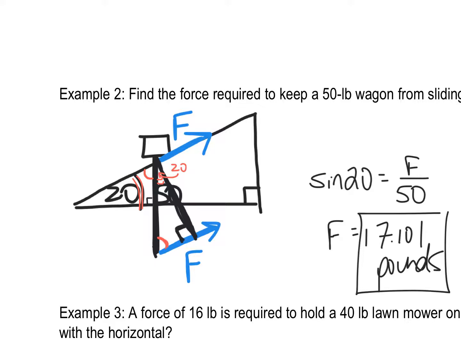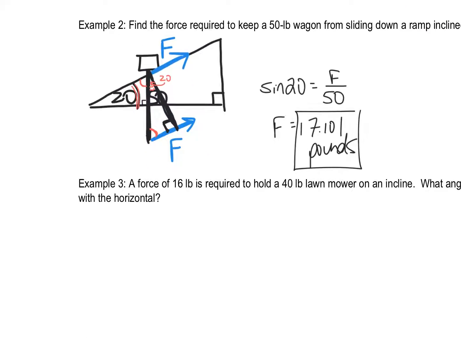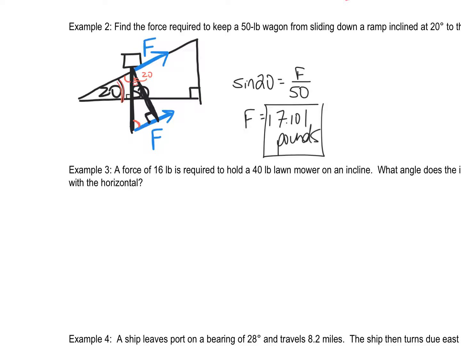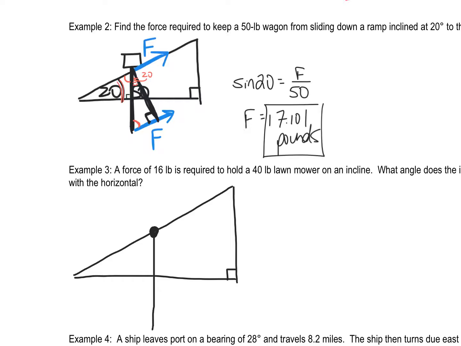Okay, so I've got one more problem that is a very, very similar picture. It's another force, it's another incline problem, so we're going to practice that. I'm going to draw another inclined triangle. I'm going to make it a little bit bigger so it's a little bit easier to see. Right triangle. The force of 16 pounds is required to hold a lawnmower. I'm just going to put a dot for the lawnmower instead of trying to draw a lawnmower. And the lawnmower is 40 pounds, so that 40 pounds drops straight down.